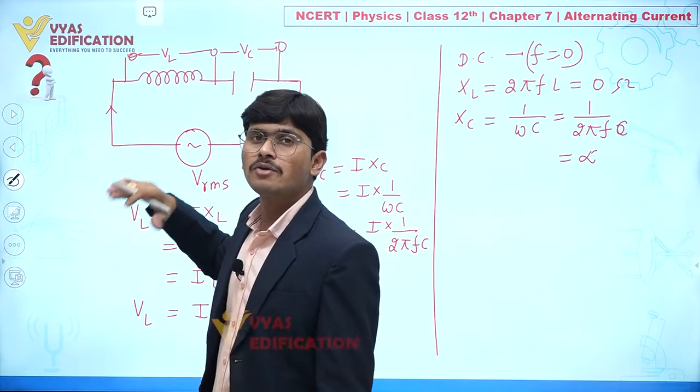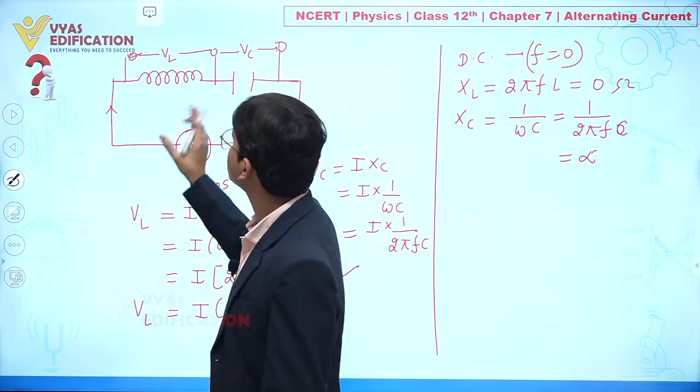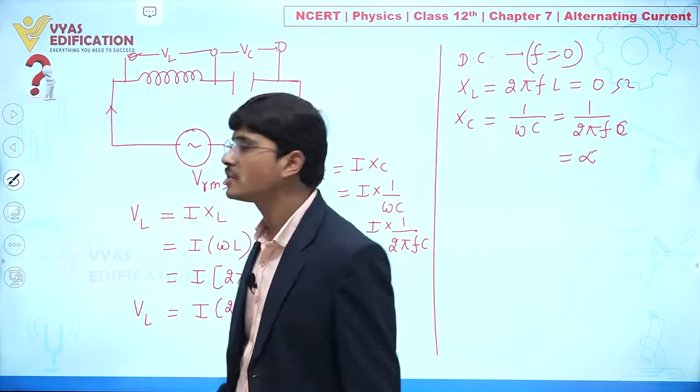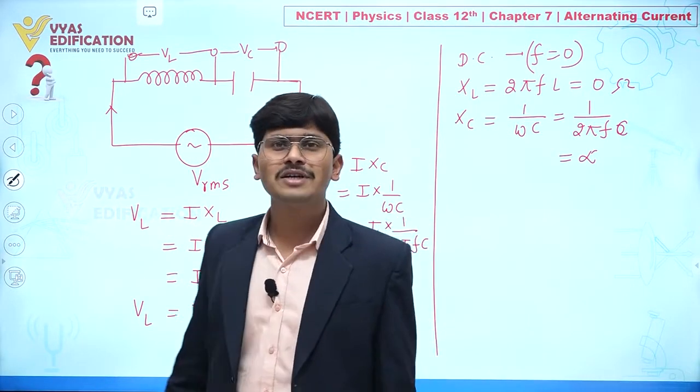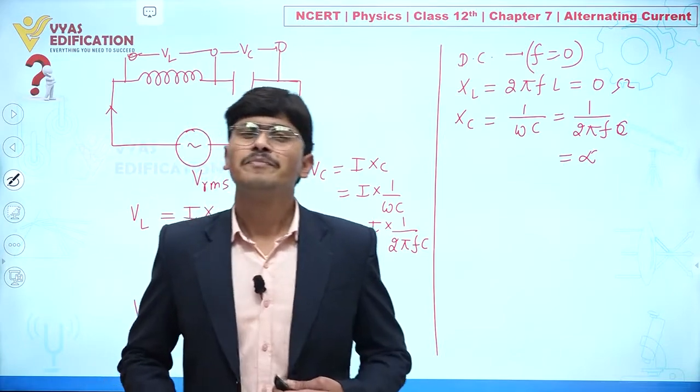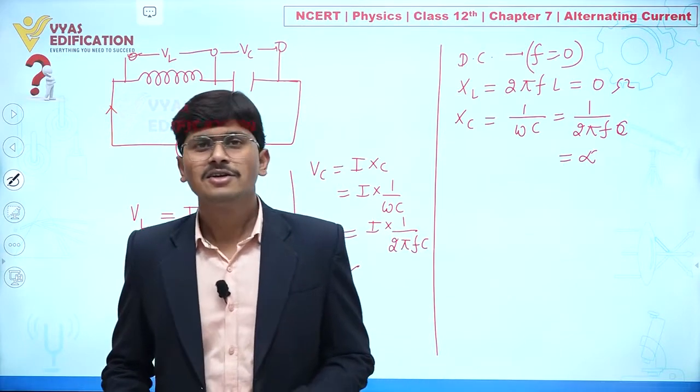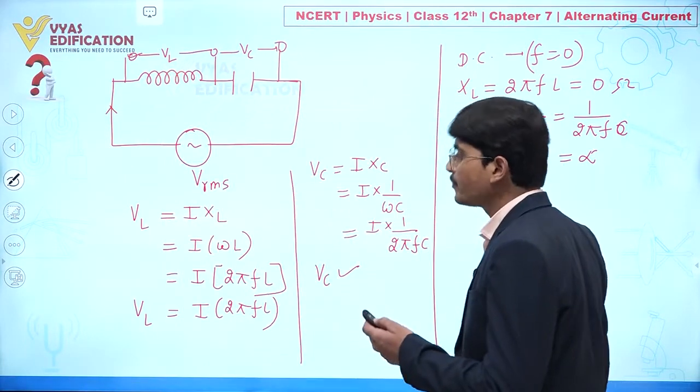But what about AC? In the case of AC, you will find some potential difference across VL and some potential difference across VC, clear. And what is the net potential? It depends on the magnitude of VL and VC, clear. So this is all about part number C.